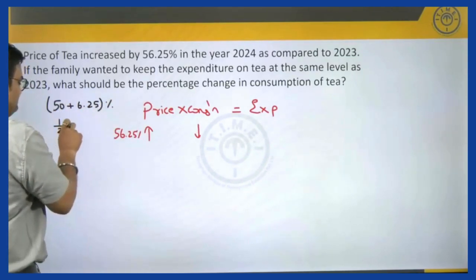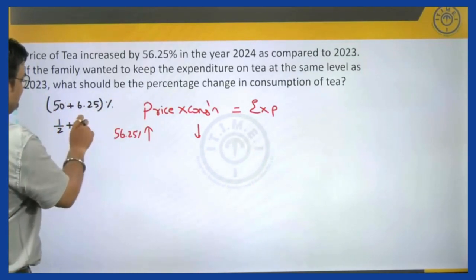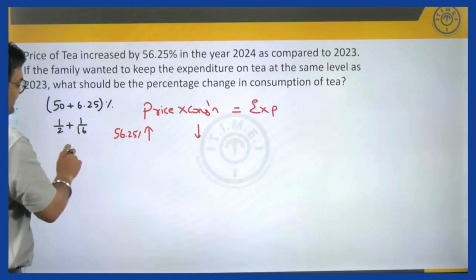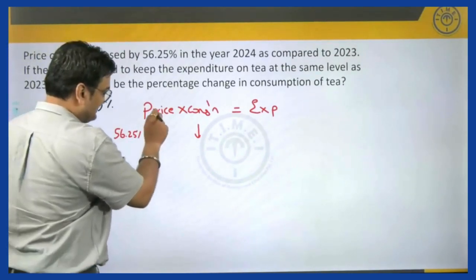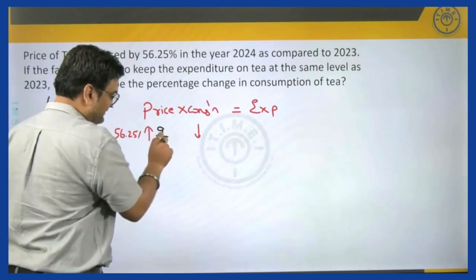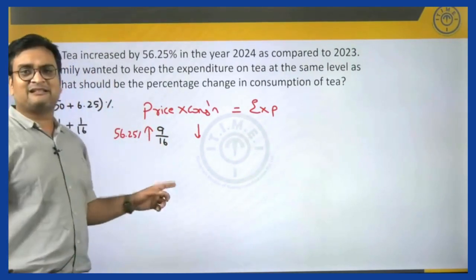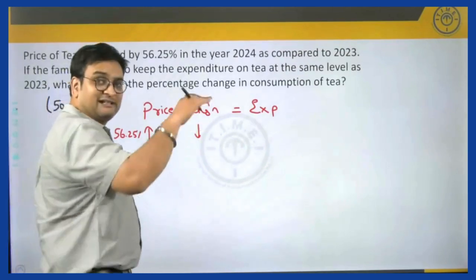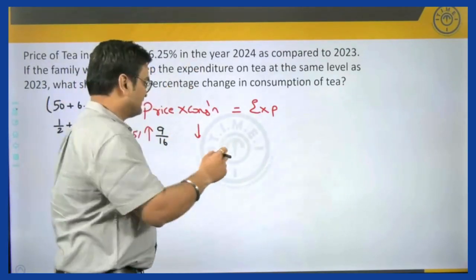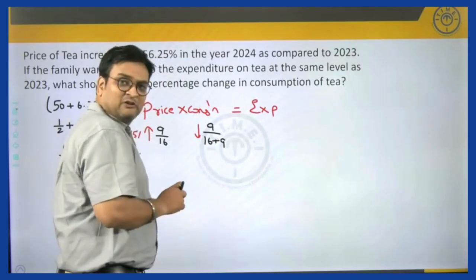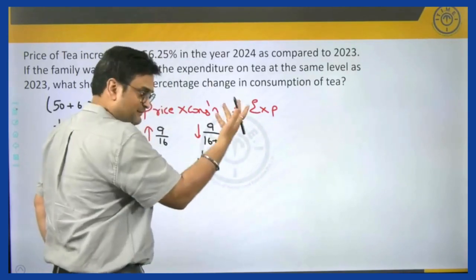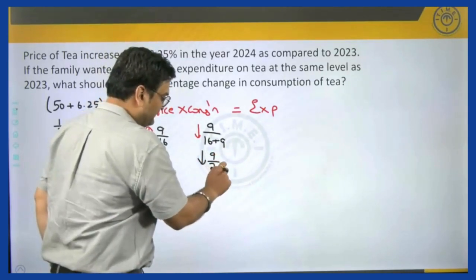50% is half, 6.25% will be 1 by 16. So when you add it by taking LCM, you will get as 9 by 16. So that means this variable price is increasing by 9 by 16th. So if this increases by P by Q, the other will decrease by P by Q plus Pth. So it will decrease by P by Q plus Pth. So that means it will decrease by, that is consumption will decrease by 9 by 25th.